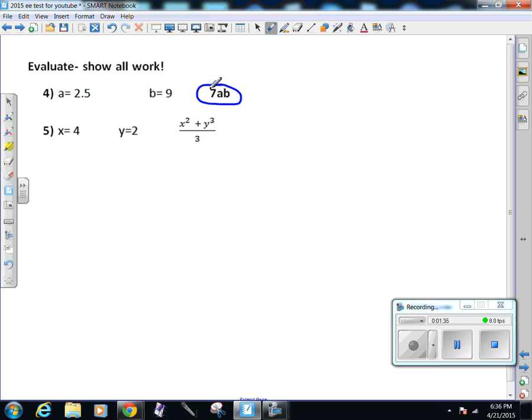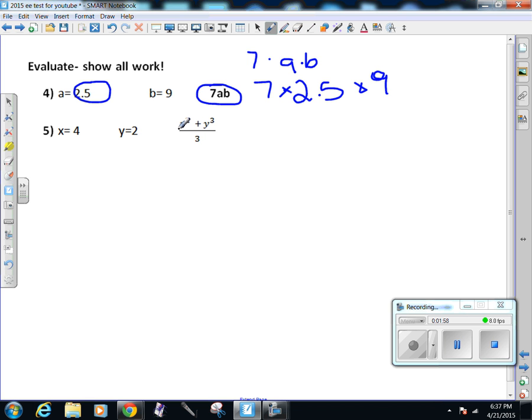So I'm going to start here. 7AB, that means 7 times A times B. Okay, so A is 2.5, so I'm going to do 7 times 2.5 times 9. And then to get your answer, you just do the math on this.